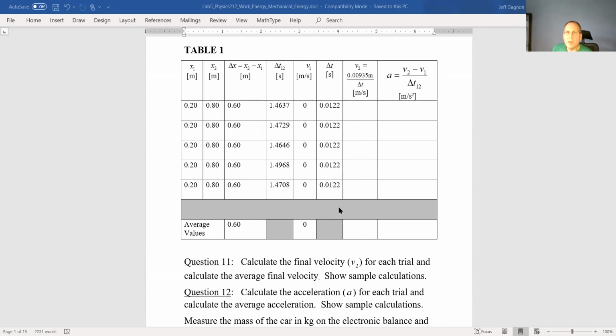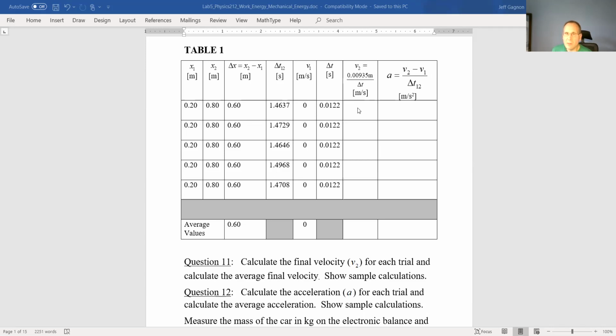Then I want you to compute the acceleration, right? This is really the formula for the average acceleration, but we know the acceleration is constant as it accelerates down that flat track. So the acceleration is simply going to be the change in velocity over the change in time.